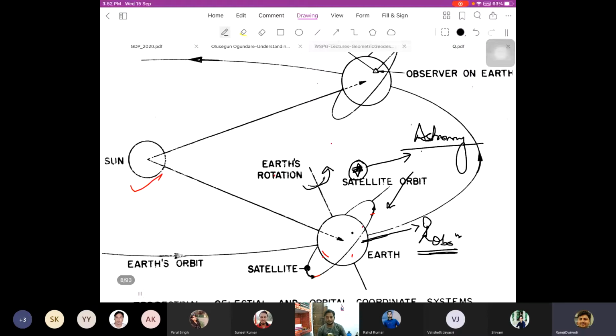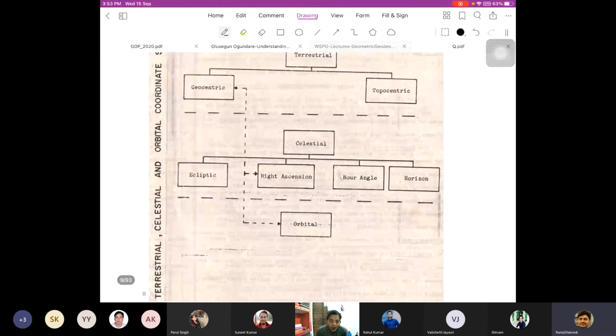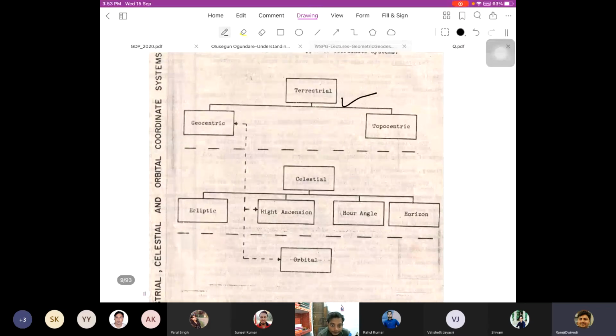Then, if your satellite is in orbit, then you have to work only in this orbit, and the position of the satellite in this orbit would be given by the orbital coordinate system. So there are three types of coordinate system which we are interested in. One is the terrestrial coordinate system, another is obviously the celestial coordinate system, and the third one is the orbital coordinate system.